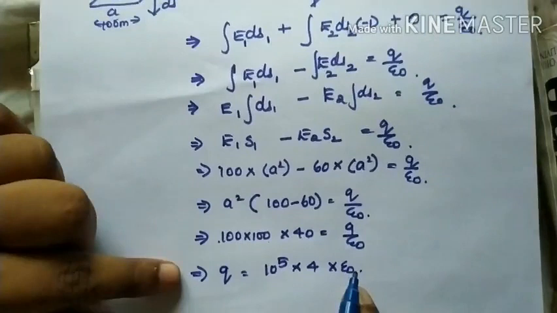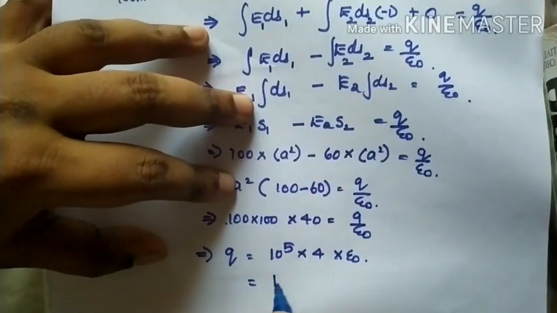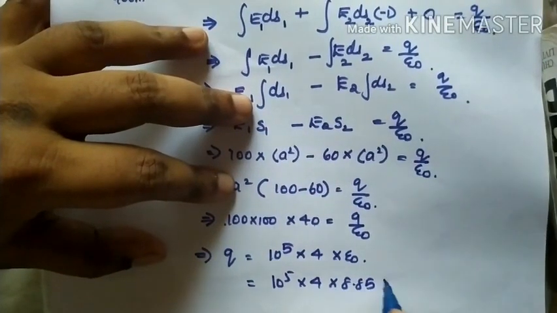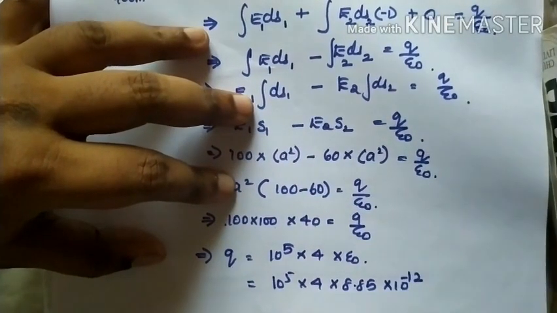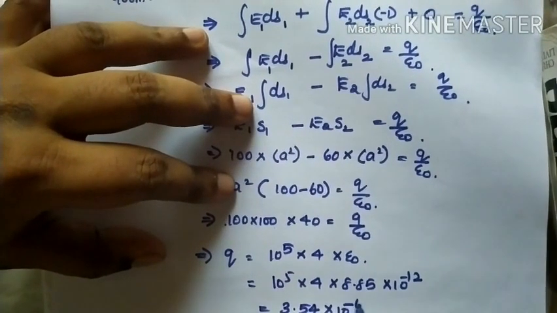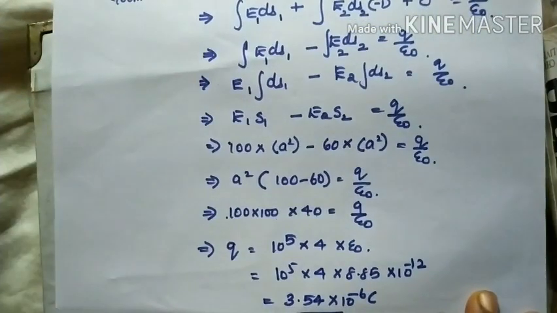Now what is the value of epsilon naught, guys? It is 8.85 into 10 to the power minus 12. And the answer you will get is 3.54 into 10 to the power minus 6 coulomb. I hope it is clear.